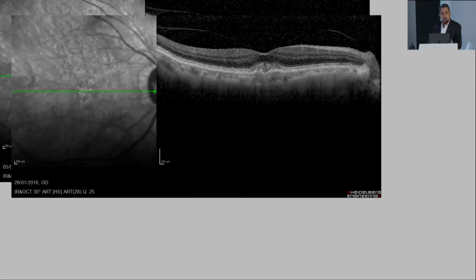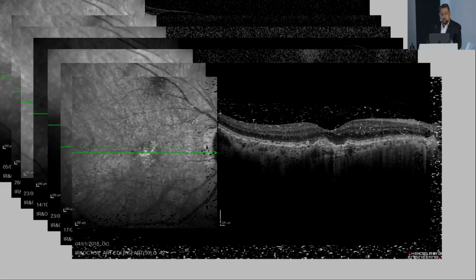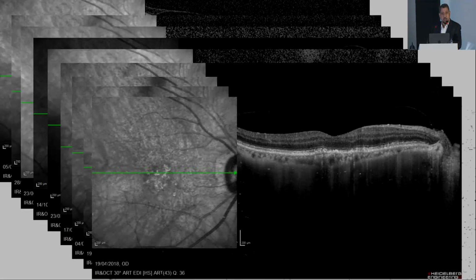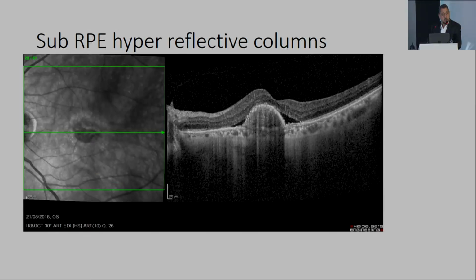And this is a 10-year-old follow-up. You see the dots, you see the changes happening, and you see atrophy happening over a period of 10 years. And this is a good example of geographic atrophy happening.